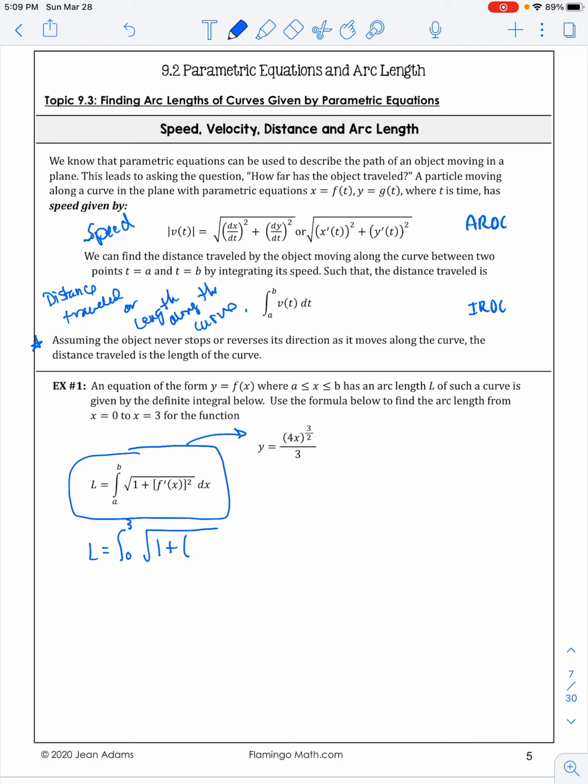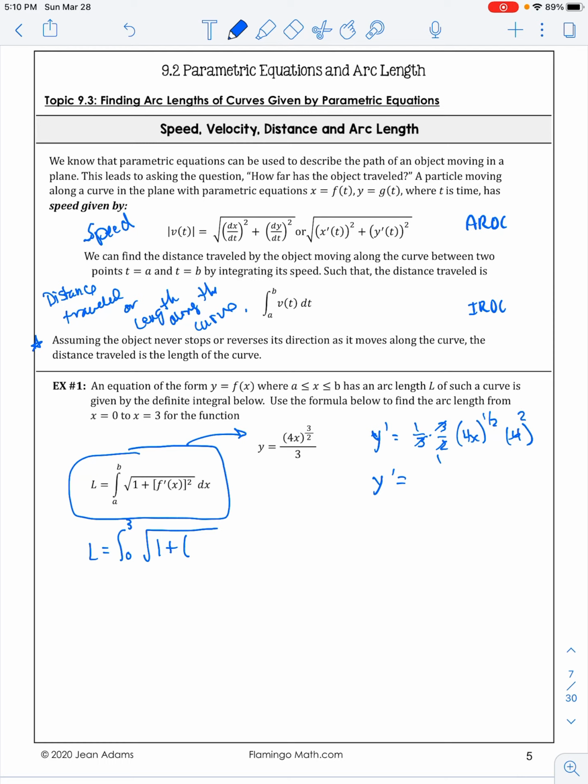And so before I finish this, I need to find my y prime. So you have your 1/3 that is basically out in front. You're going to bring your 3/2 down times 4x to the 3/2 minus 2/2, and then times the derivative of 4x. So that is your derivative.